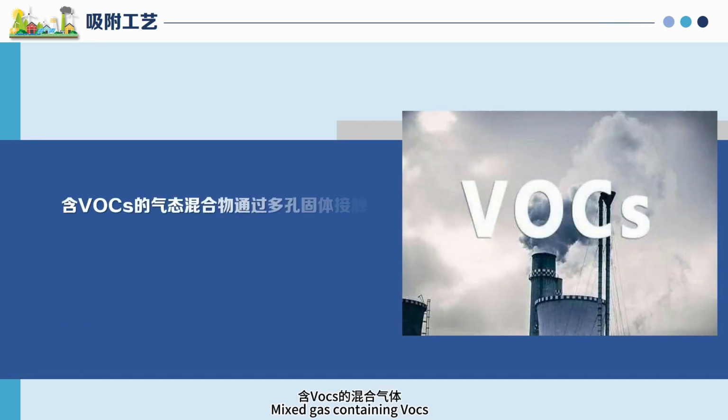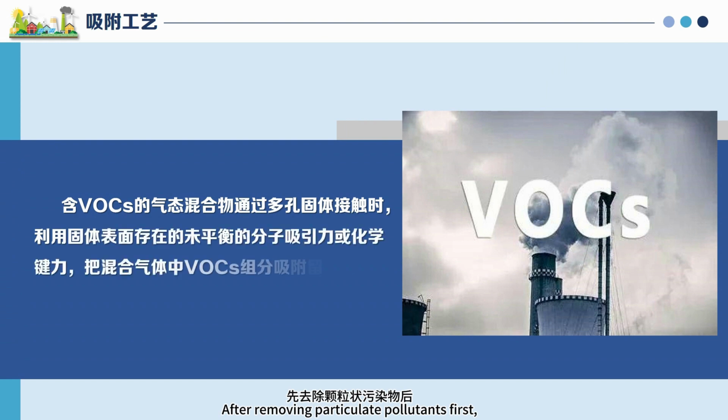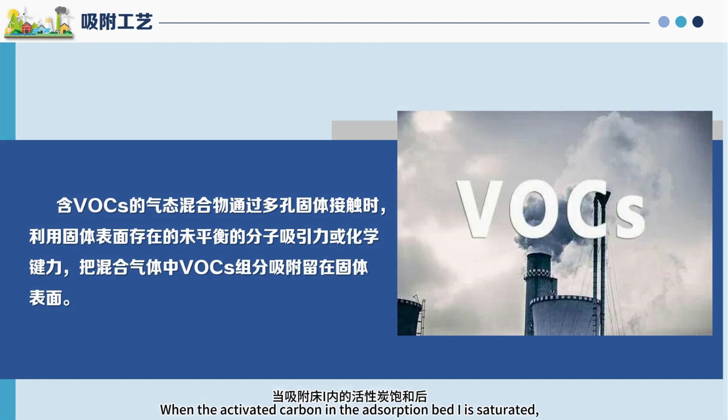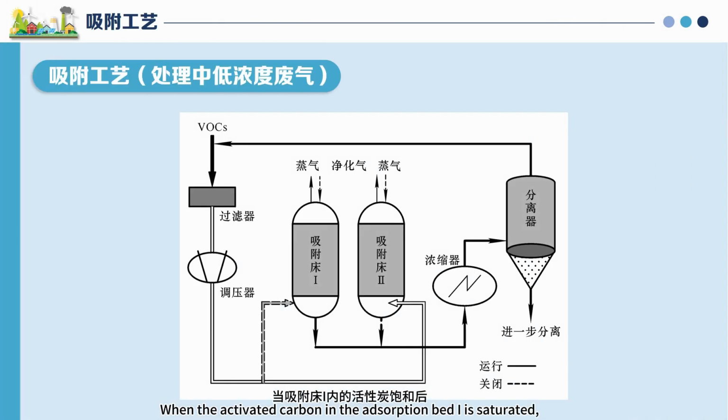Mixed gas containing VOx, after removing particulate pollutants first, then the pressure is adjusted by the voltage regulator, then enters the adsorption bed for adsorption purification. The purified gas is discharged into the atmospheric environment. When the activated carbon in adsorption bed 1 is saturated, switch to adsorption bed 2 by valve for adsorption. Steam is introduced into adsorption bed 1 for desorption.